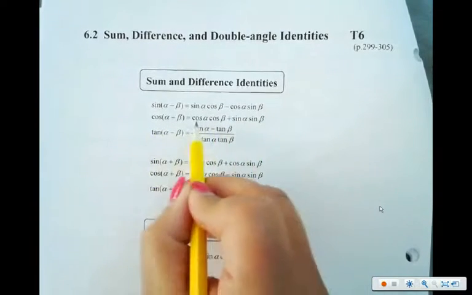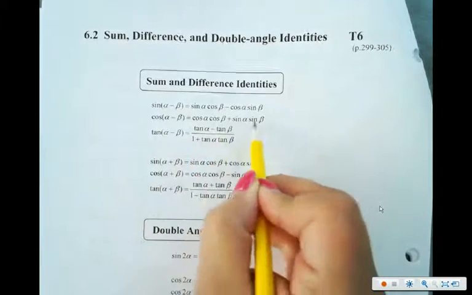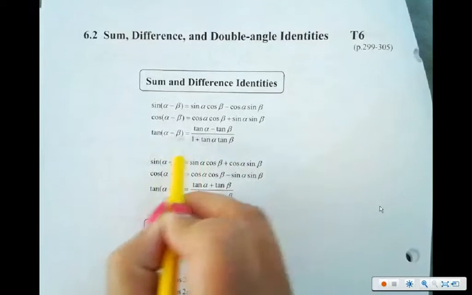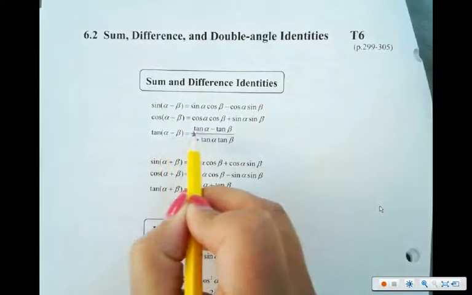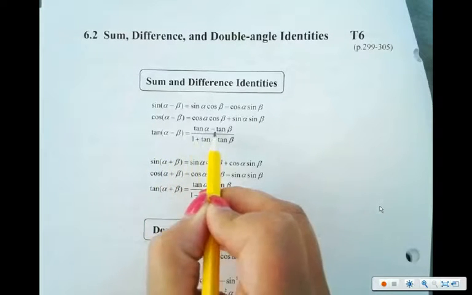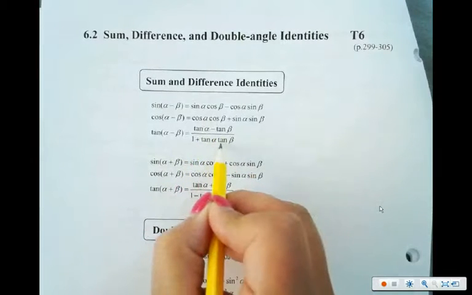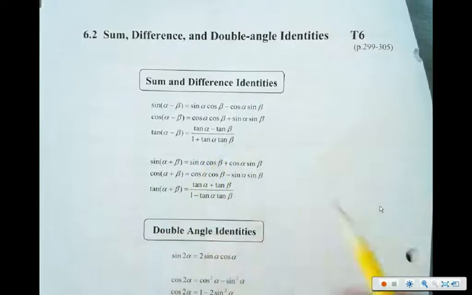For cos, you've got cos, cos, sine, sine, and a plus. And this is the identity for tan alpha minus beta. And then here you've got tan alpha minus tan beta all over 1 plus tan alpha times tan beta.